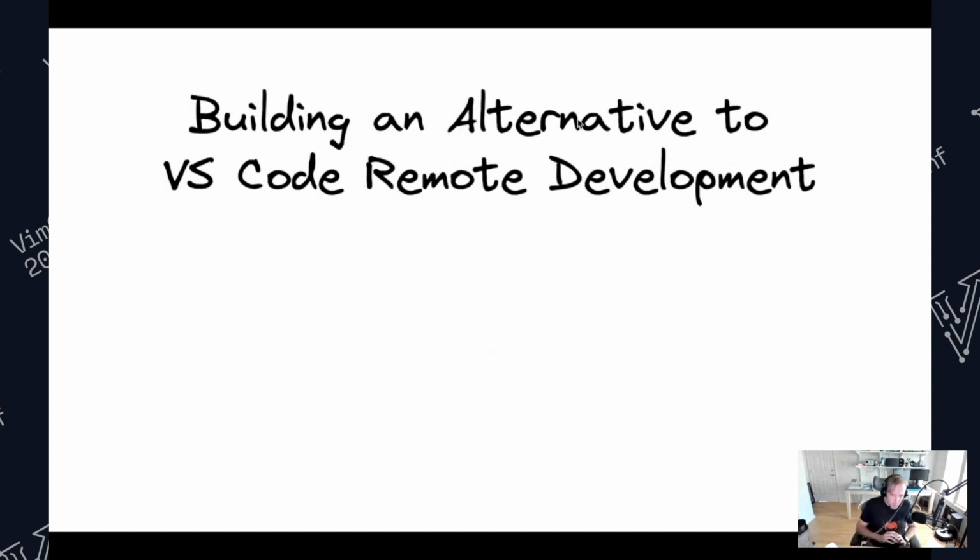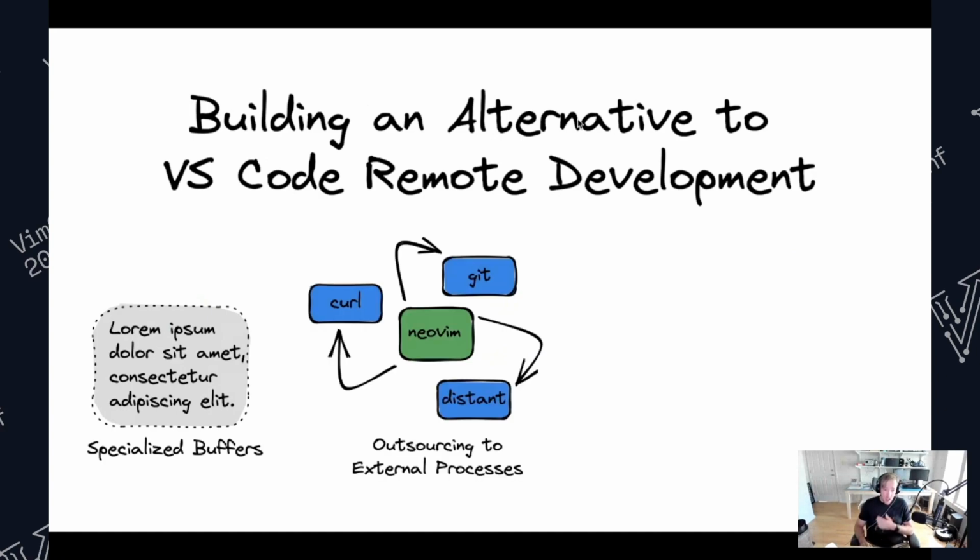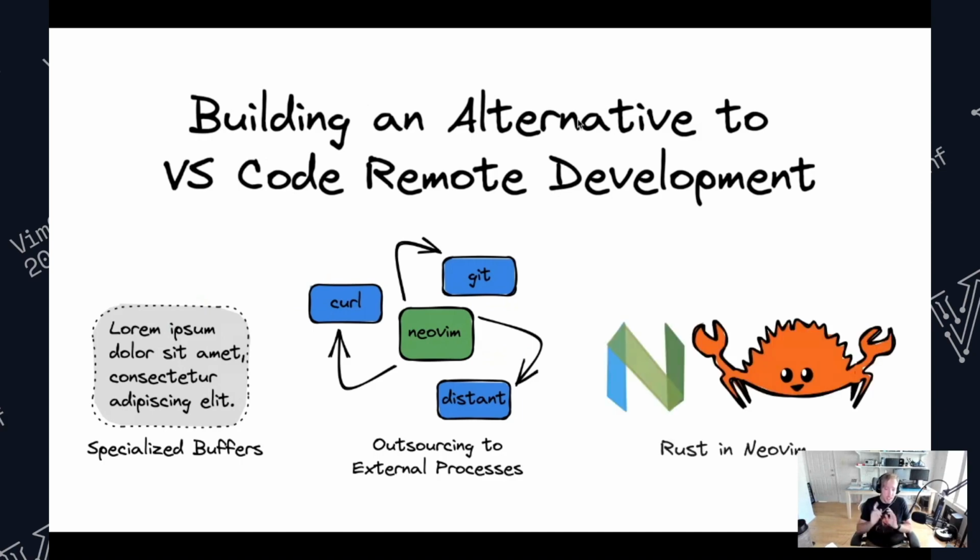All right, so I've given you this kind of like who I am, and I've shown you a little bit of a demo of what it does, and I've talked through some of the reasons why I wanted this thing. Let me give you an idea of what we're actually going to be talking about specifically related to the plugin. So we're going to run through specialized buffers, what those are, why that relates to distant.nvim. I'm going to talk a little bit about outsourcing to external processes and how this plugin for neovim does that. And lastly, this is one that I think you'll find especially interesting, is using Rust in neovim.